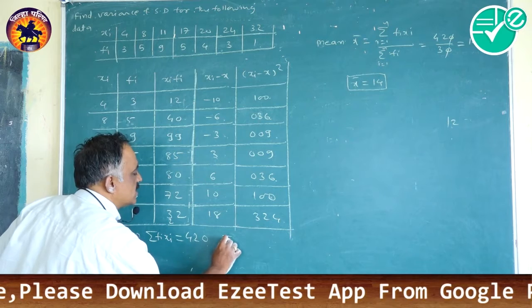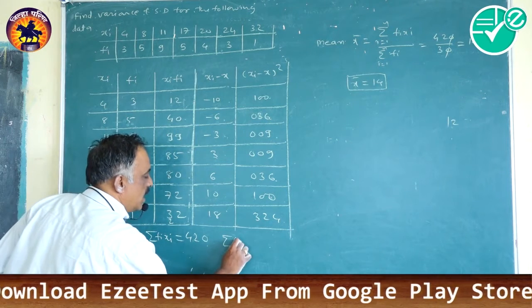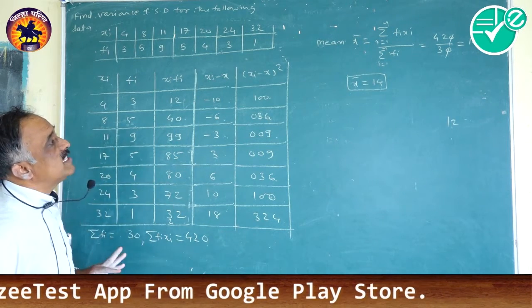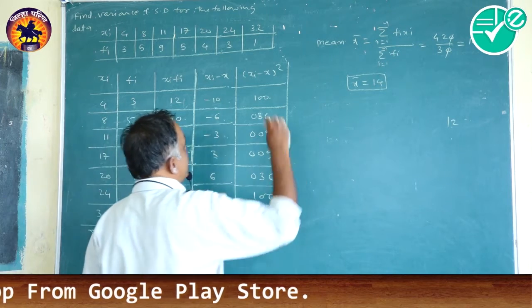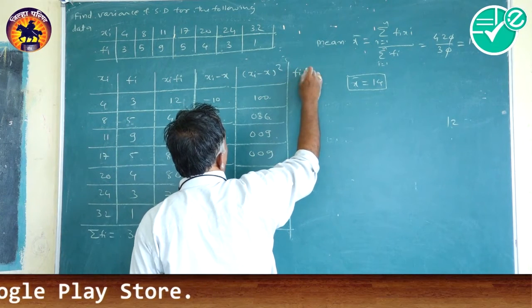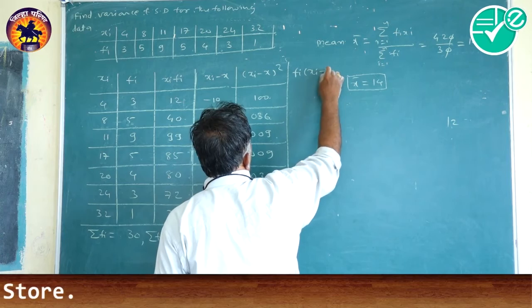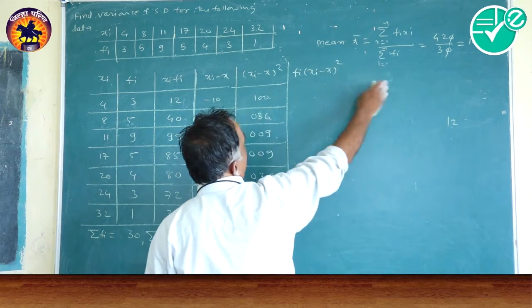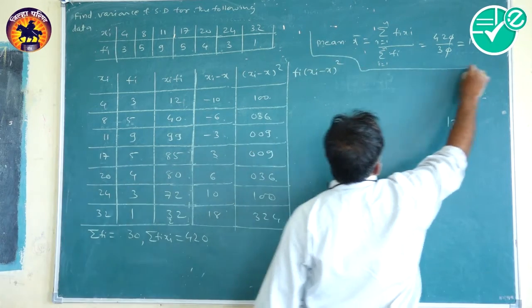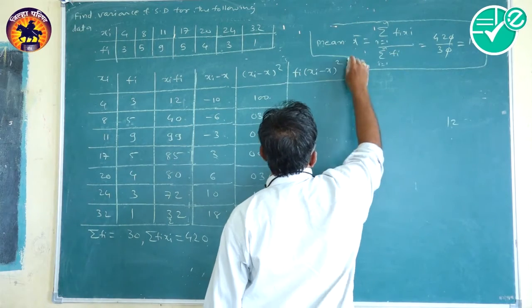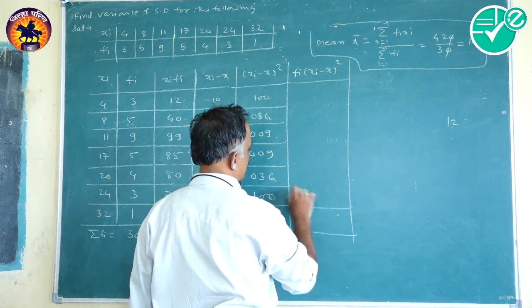Now let's get sigma. I will have to multiply this xi minus x bar whole bracket square by fi. That is fi into xi minus x bar whole bracket square. We just got the mean here. I need one more column.